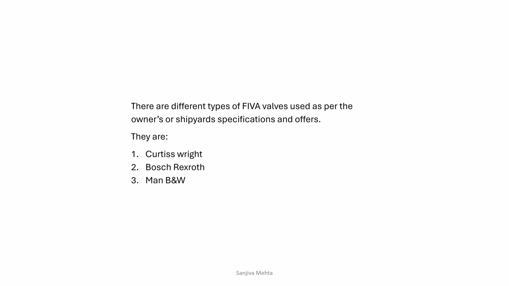So there are different types of FIVA valve as per the owner's and shipyard's specification, etc. Curtiss-Wright, Bosch Rexroth, or MAN BMW, various types. It depends. You will see one of them. You will find maybe one or two more. I'm not very sure.